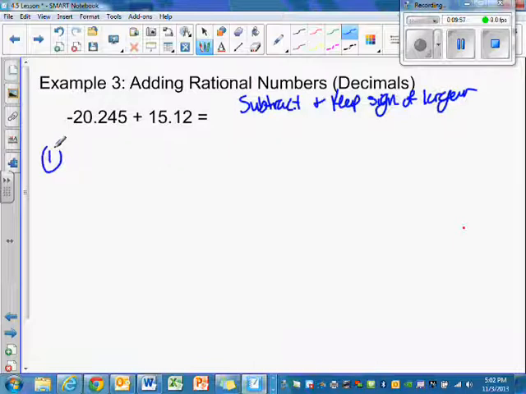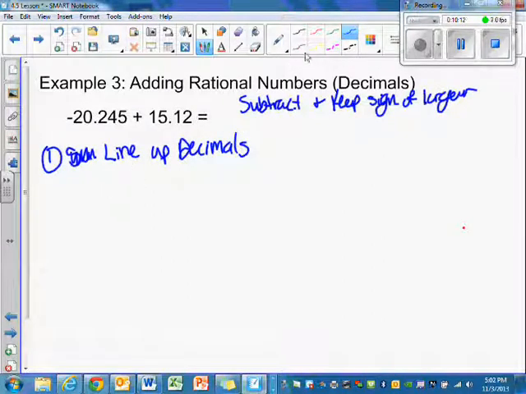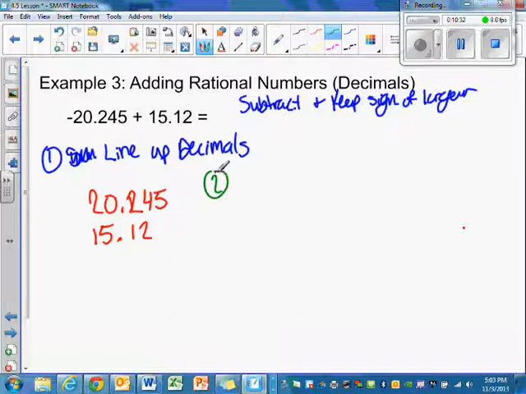Okay, so first step, let's do this. The first step when subtracting is to line up the decimals. So I'm going to line up my decimals. 20.245, and then I have 15.12. My second step when dealing with decimals, fill in zeros where there's empty spots. So here's an empty spot.